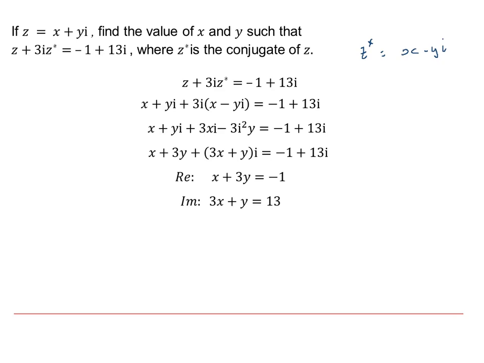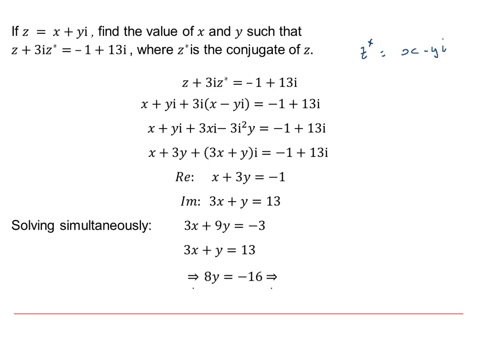We need to solve these equations simultaneously again, so taking the first one and multiplying by 3 gives 3x plus 9y equal to negative 3, and then the second equation, 3x plus y equals 13. This time, if we subtract these, we get 8y is equal to negative 16, and so y is negative 2, and then by substitution x is equal to 5. And so the value of z must be equal to 5 minus 2i.